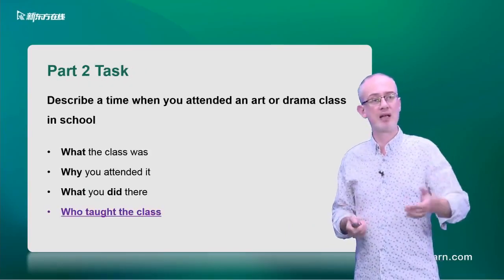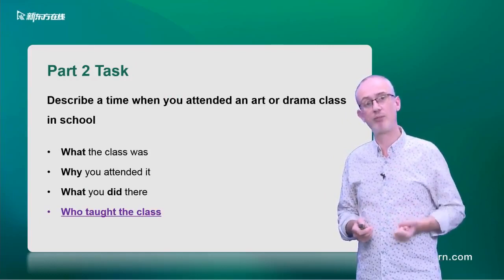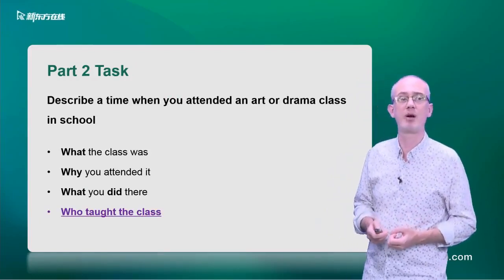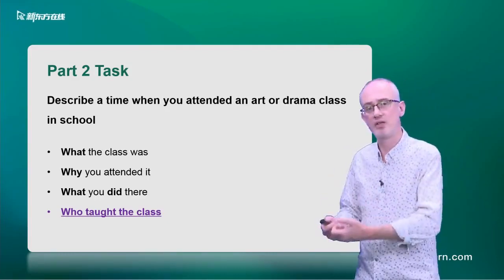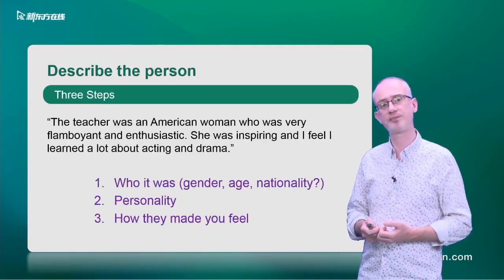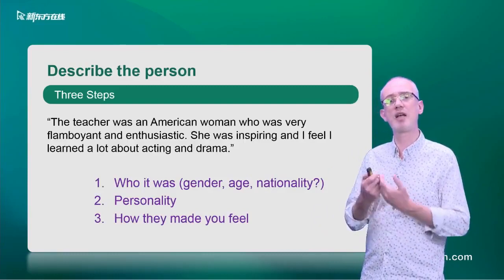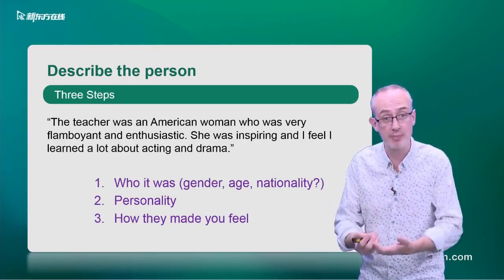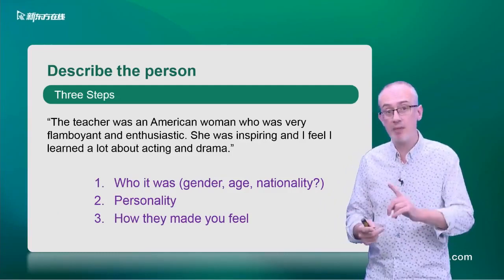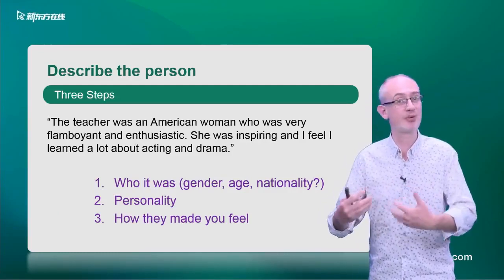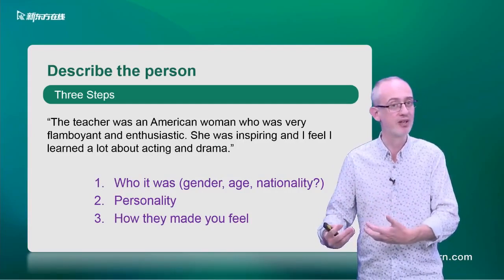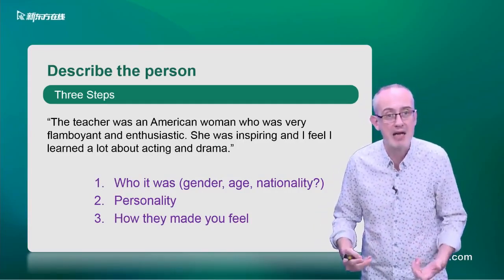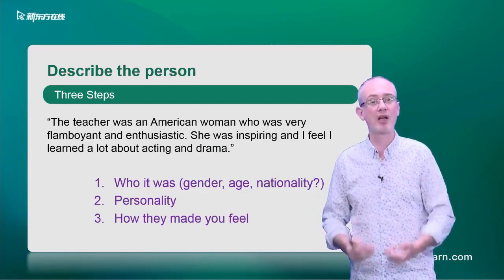Part 2, bullet points, final bullet point: who taught the class? Describe a time when you attended an art or drama class in school. Describe who taught the class. Now, describing a person again can be something that you choose to mention because you feel like it. Remember, you can mention things which are not in the bullet points. It will not affect your score. In actual fact, your score will probably be higher. The bullet points are only a guide.